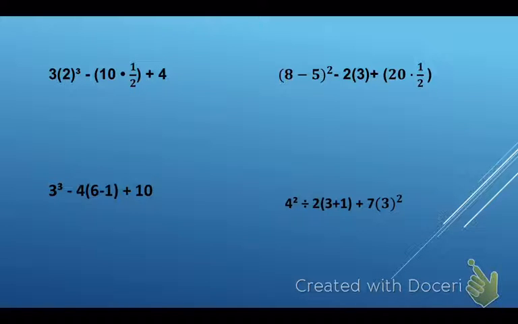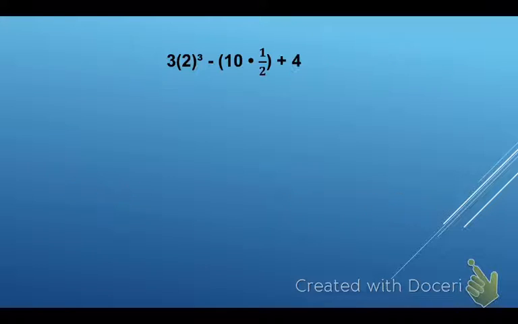All right, ladies and gentlemen, at this time we are going to go ahead and go over the answers. At the bottom of the page, you should be able to score yourself based on these four. We're going to go ahead and get started with the first one. We're going to demonstrate how we should have done this problem. If you look at it closely, we have 3 times 2 cubed minus 10 times a half plus 4.